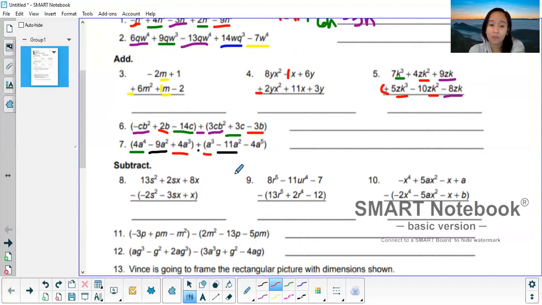If it's positive, you write plus. If it's negative, you write minus. And then there is no other term which has a5. So you just copy minus 4a5.